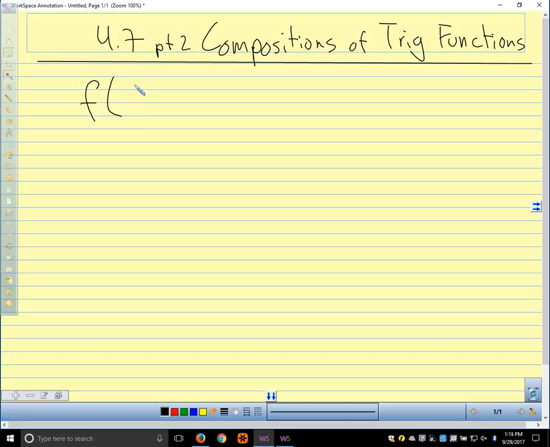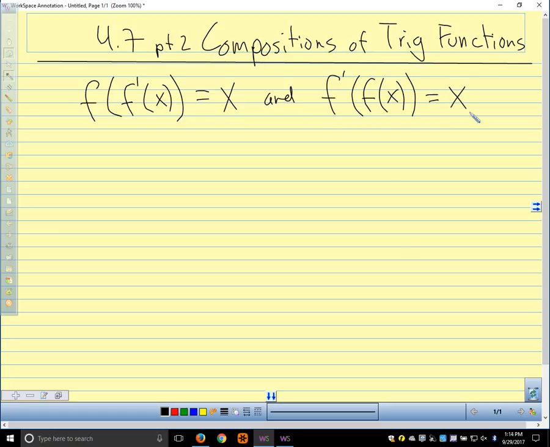If we do the composition of a function and its inverse, what do we get back out? X. We get back out whatever we put in. And if we do it in the other order, we still get X back out. So the composition of a function and its inverse, or the inverse and the original function, turns out the same. This is true for trig functions.